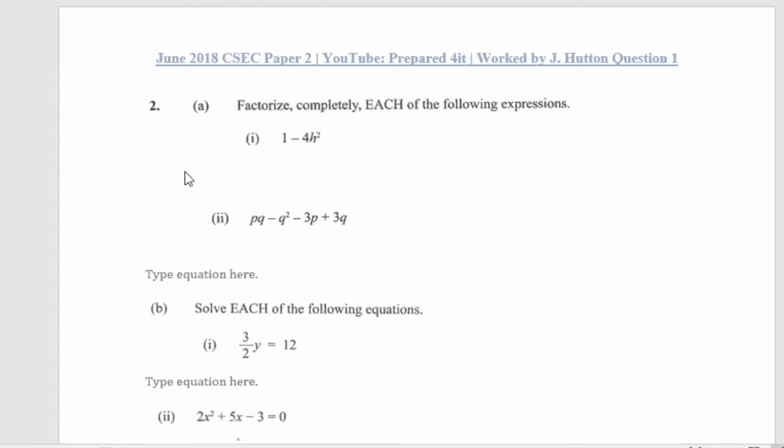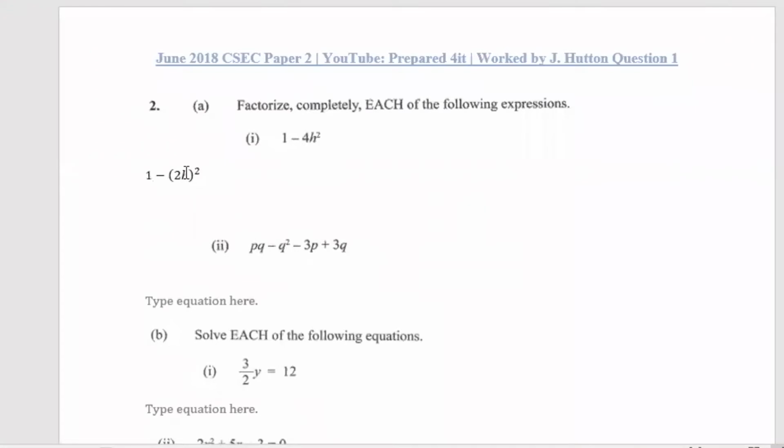So therefore, what we'll have is 1 minus, and we're changing the 4h squared to a complete square. So what it will have is 2h in brackets, raised to the second power, which makes this expression now the difference of 2 squares. And what we know is that when we're factorizing the difference of 2 squares, it is basically having each expression in a bracket, and one bracket has a plus sign and the other has a minus sign, and that is all we're doing when we're looking at the difference of 2 squares.